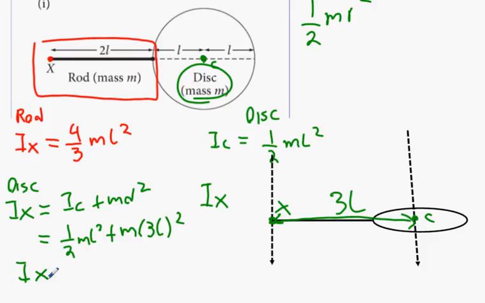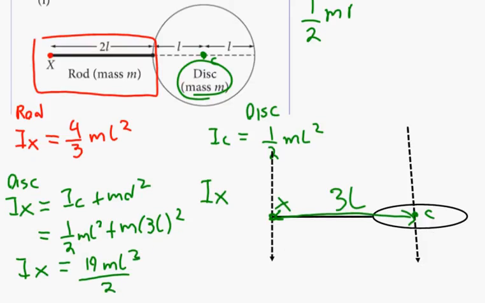The disc's inertia about X is going to be 9 ml squared plus a half. What's 9 ml squared plus a half, guys? 19 over 2 ml squared, yeah?